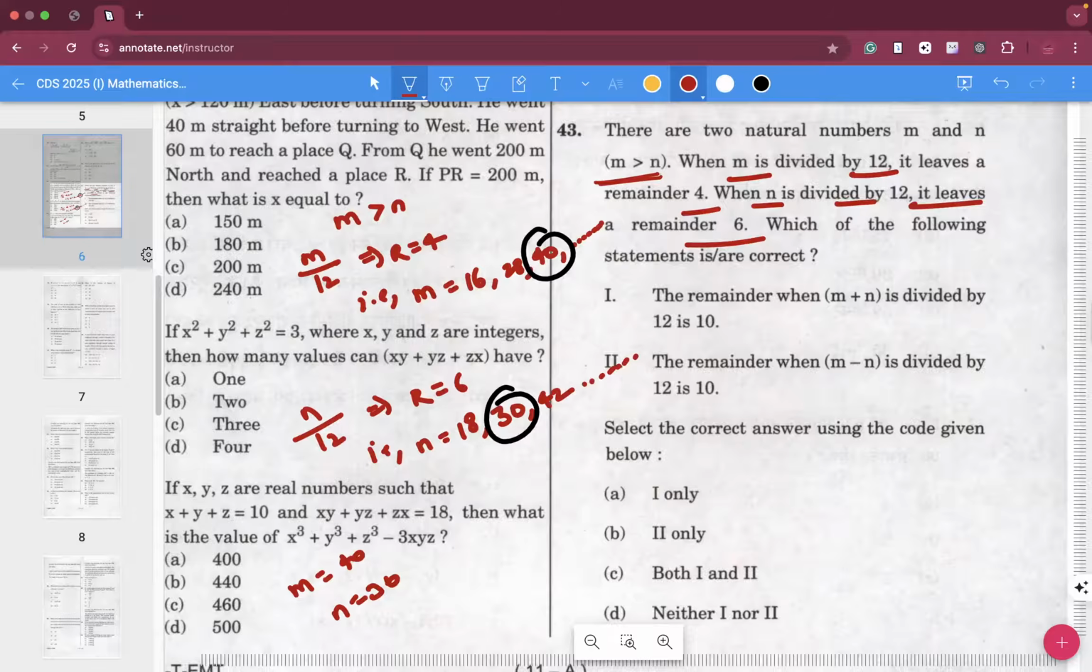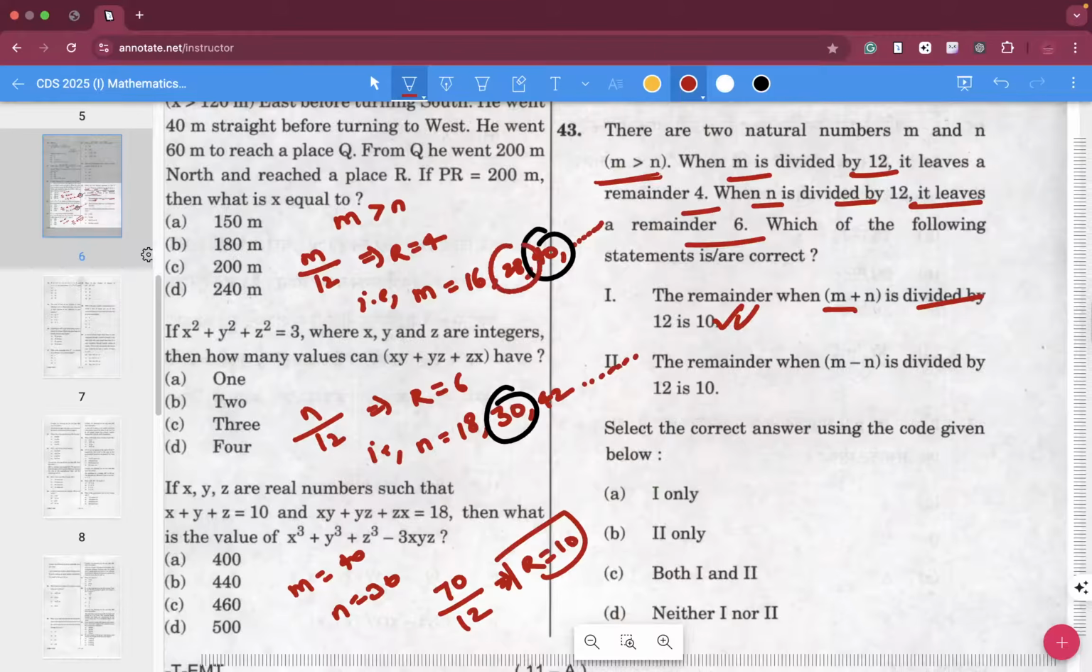Now they are saying m plus n is divided by 12. m plus n is 70. If 70 is divided by 12, how much is the remainder? The remainder is 10. You can take any more values of m and n.